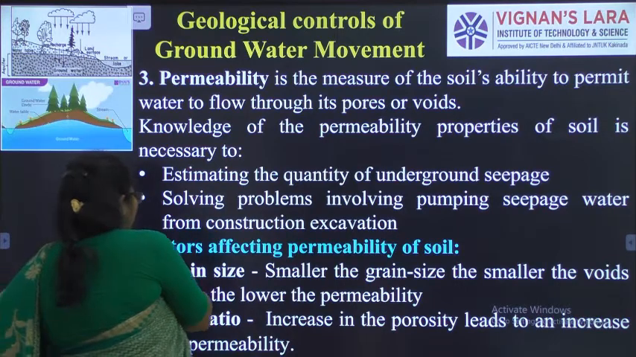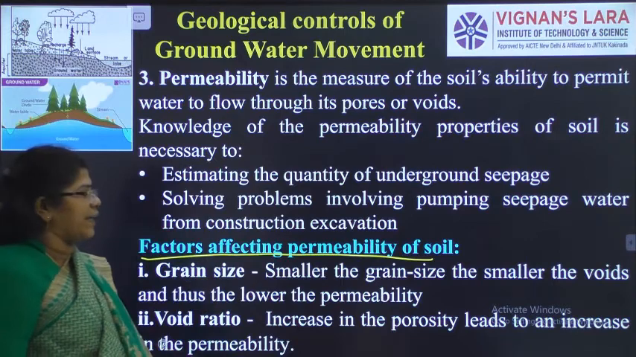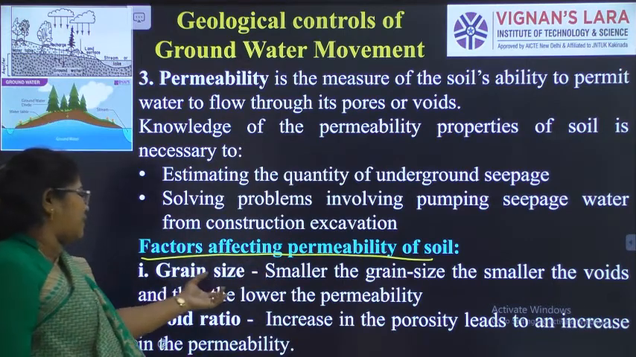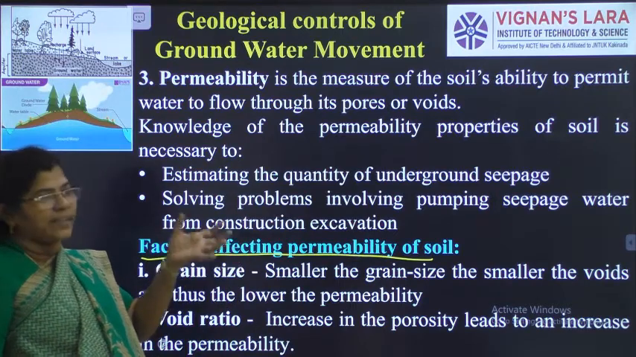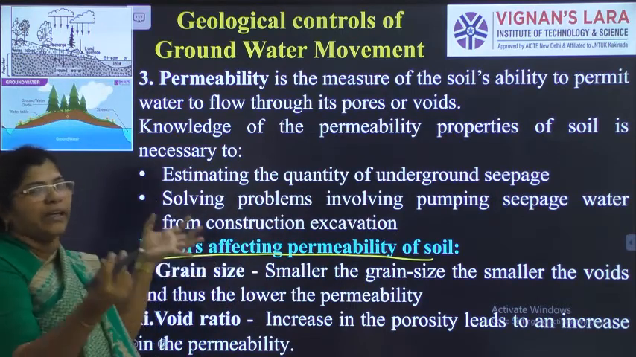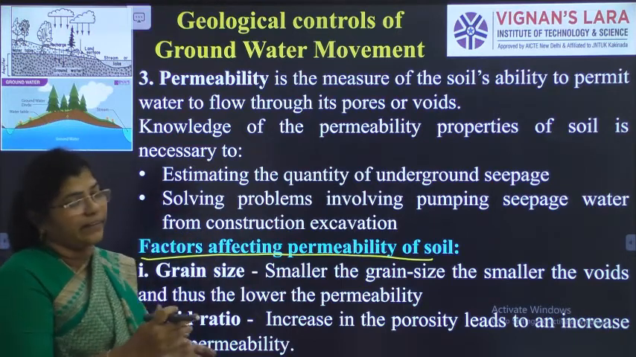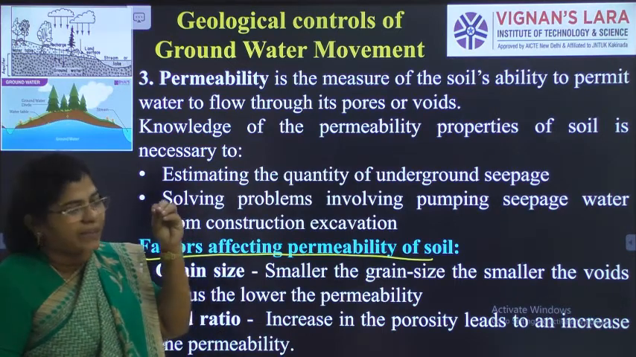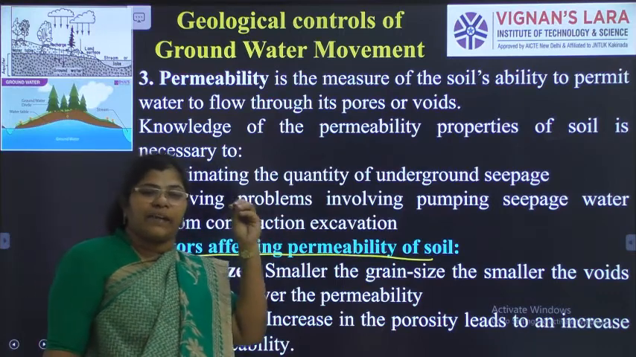So what are the factors affecting the permeability of the soil? Number one is the grain size. The smaller the grain size, the smaller the voids and thus the lower the permeability. As I told you, with gravels the size is very big and they cannot fit to one another, so the permeability will be very high. With the sand, I told you that the particles are very small compared to the gravels, and hence it is having some porosity.